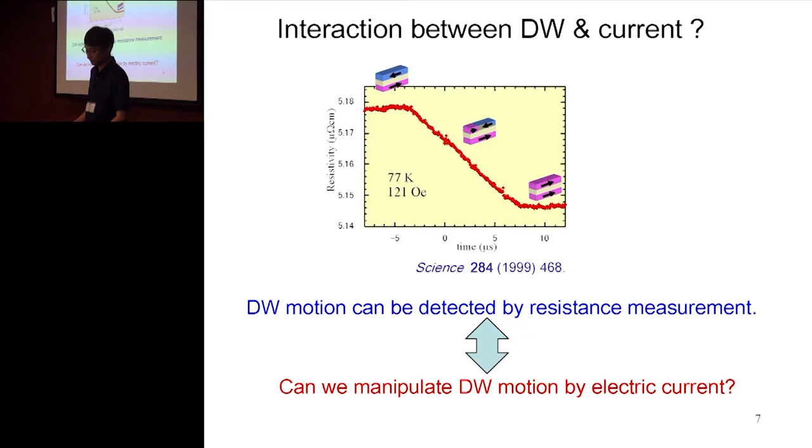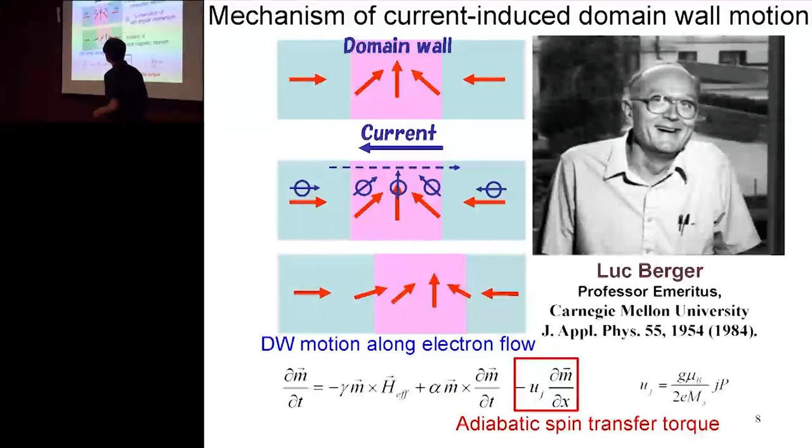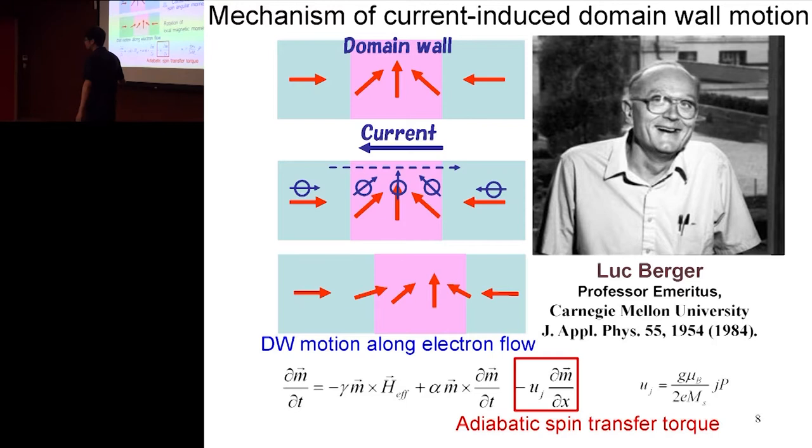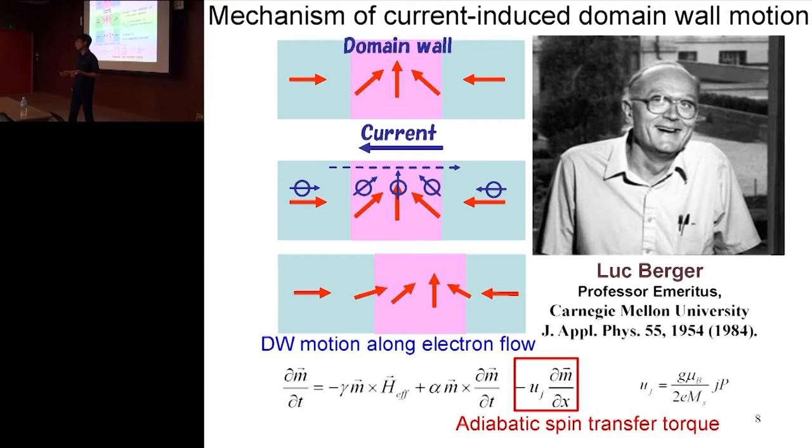Yes. So this is a cartoon which explains the mechanism of current induced domain wall motion. Here we have a magnetic wire with two domains. In between, we have our domain wall. This red arrow indicates the local magnetic moment, in the case of iron or copper. It shows the 3D here.